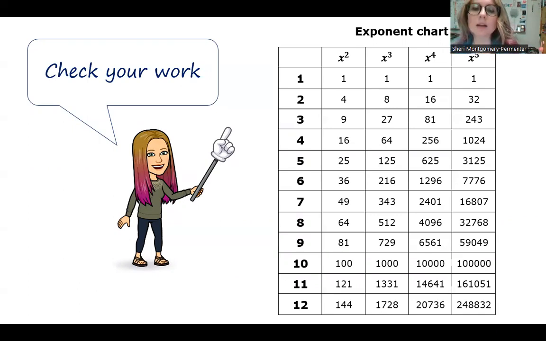The title of the notes is nth roots. That's how you say that. Nth roots, like the seventh. This is nth roots and rational exponents.